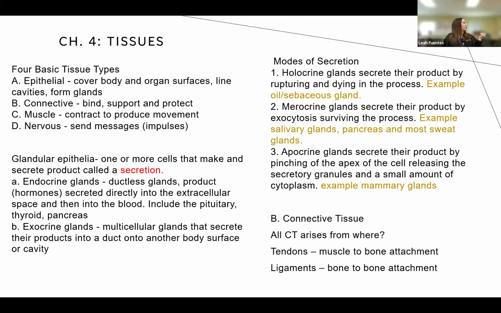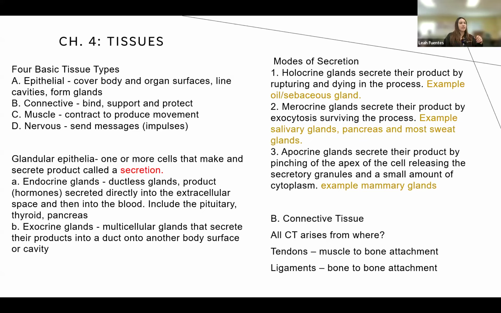Okay, and then moving on to connective tissue. The big thing about connective tissue is it all arises from a singular place. Where is that? It arises from a type of tissue. Mesenchyme, yeah. Remember, this is an embryonic tissue, and all connective tissue arises from mesenchyme.